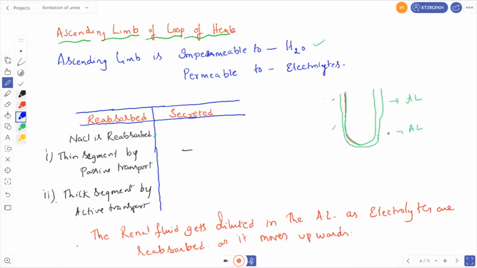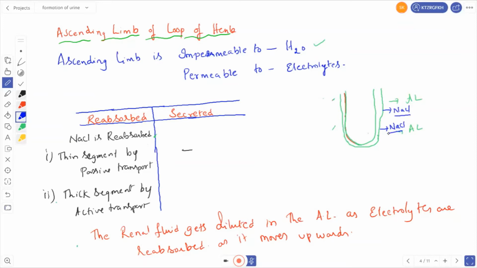Okay, so what are the substances that are reabsorbed? NaCl is reabsorbed from both the thin segment and thick segment. That means salts are coming outside. Okay, salts are coming outside, but the water is not coming outside. Very important point, you have to remember that. What is coming outside from the ascending limb? Salt, NaCl, is coming outside from the ascending limb.